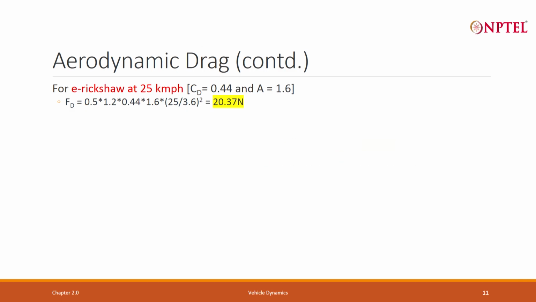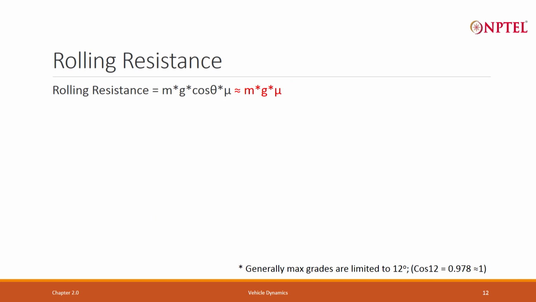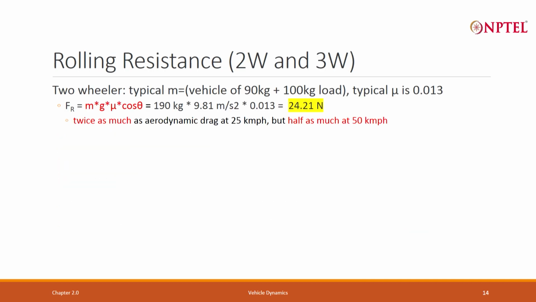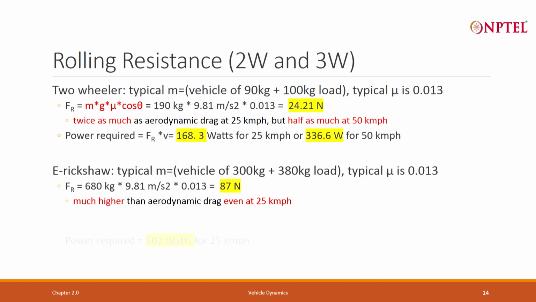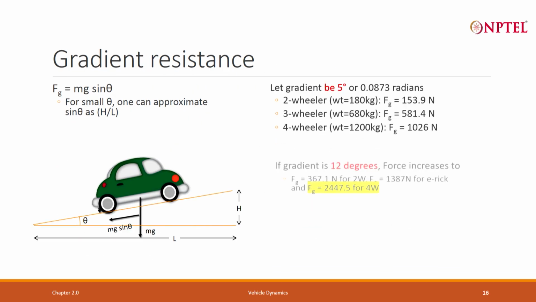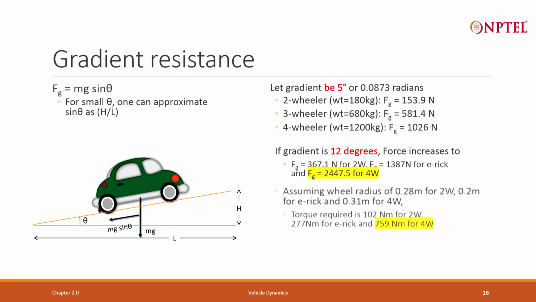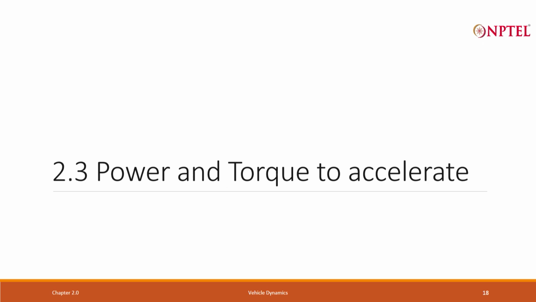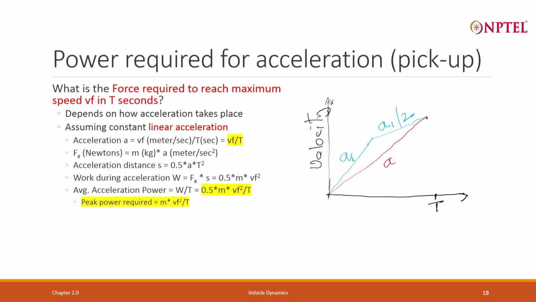Then we went into examples for two-wheelers and three-wheelers. We went into what is rolling resistance, what is aerodynamic resistance, what is the gradient force, gradient torque and gradient power. We looked at each of these things. We finally also went into the power that you require to accelerate, and we talked about two ways that you can accelerate.